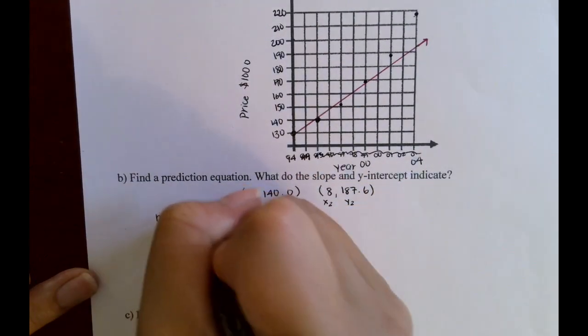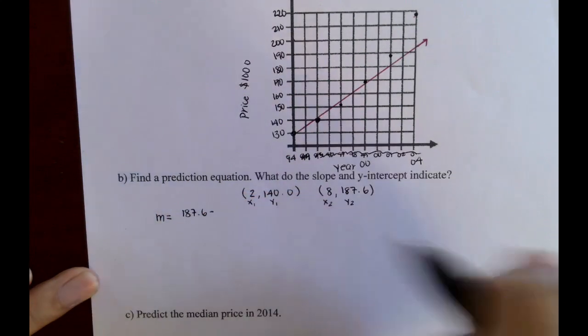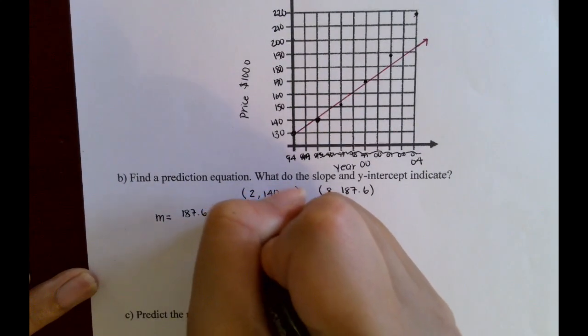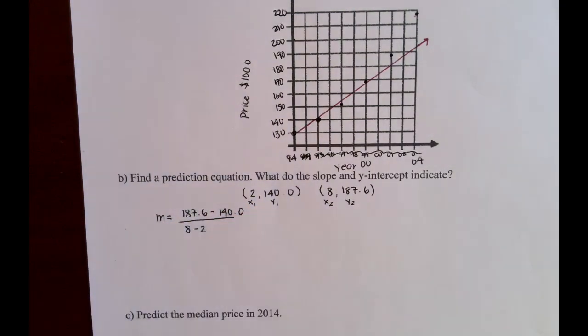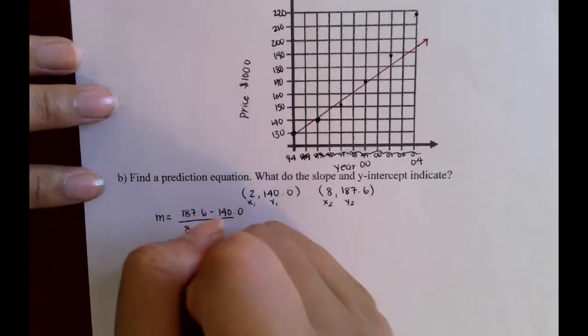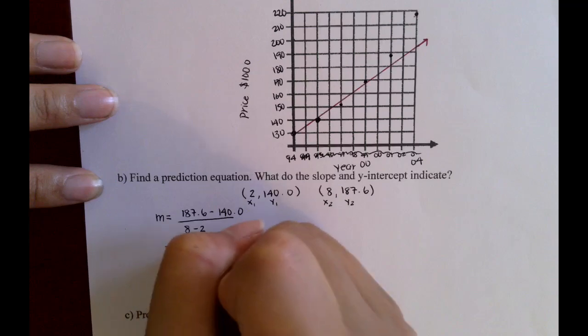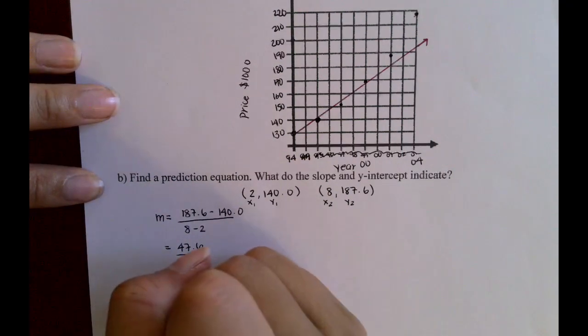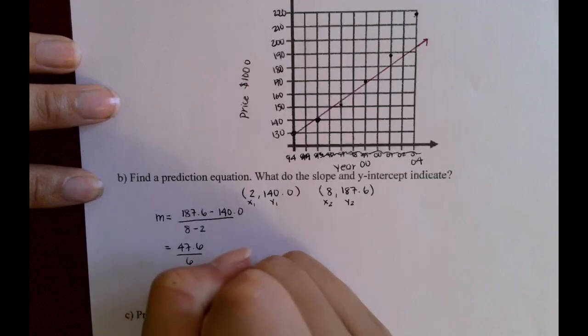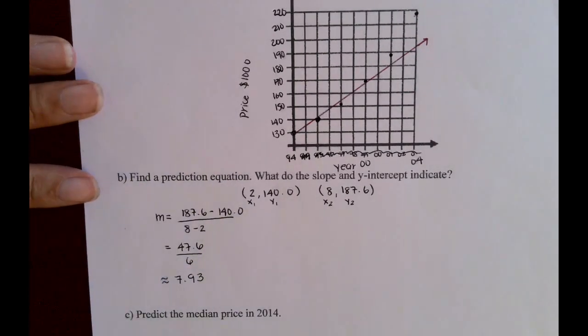Okay, so 187.6 minus 140.0 divided by 8 minus 2. Okay, 187.6 minus 140 is 47.6. And then 8 minus 2 is 6. And what this gives you is approximately 7.93333. Okay?